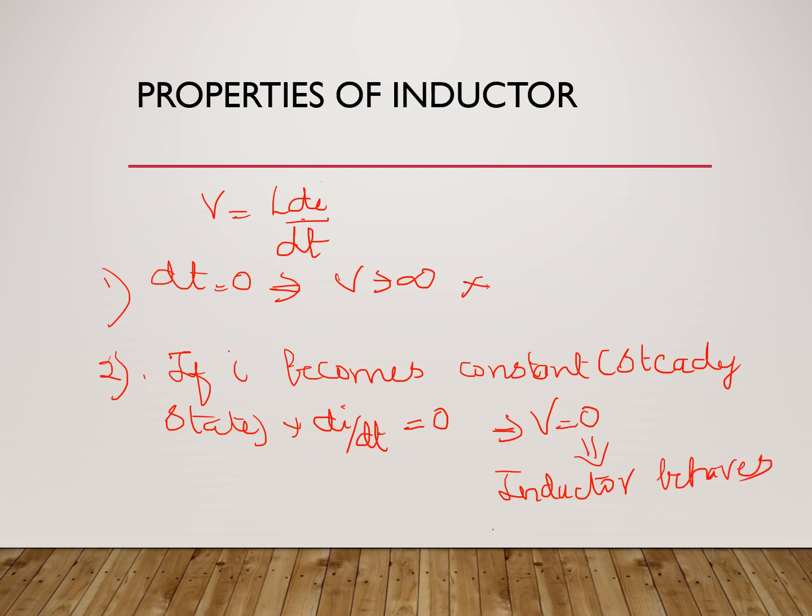So this is why we say that the inductor behaves like a short circuit in this condition. So in DC, that is why we say that the inductor acts like a short circuit to DC. Why? Because DC current is constant, it is not varying like in the case of AC. So if current is constant, then di by dt will be 0 and voltage will be 0, which in other words means that the inductor behaves like a short circuit to DC or to steady state conditions.